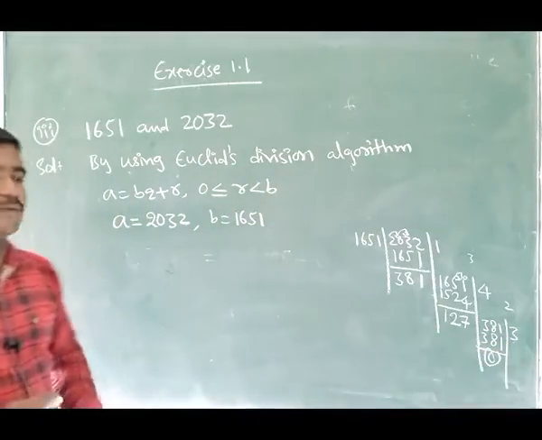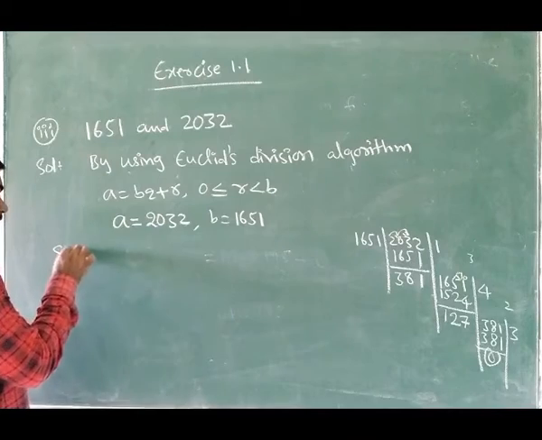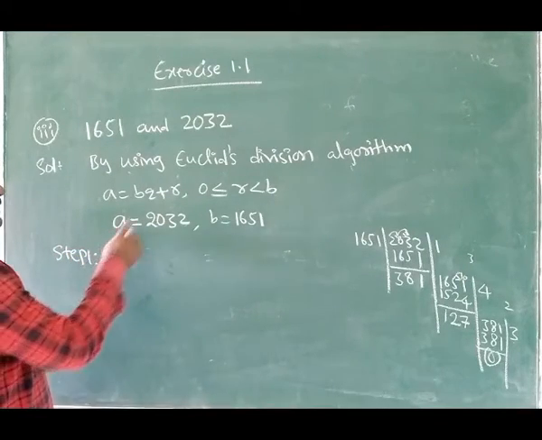So this is a division process, but we have to use the Euclid division. Step 1. What is step 1? Here A is equal to, A is what?